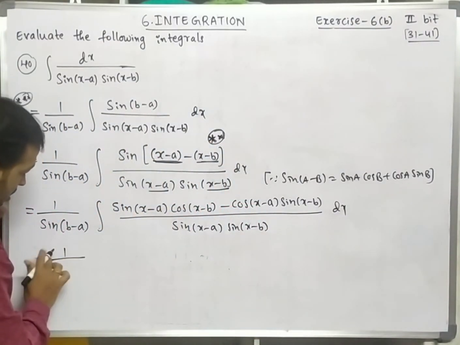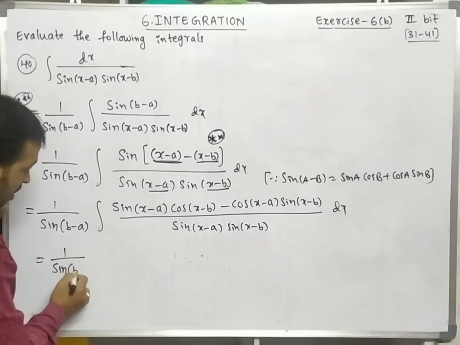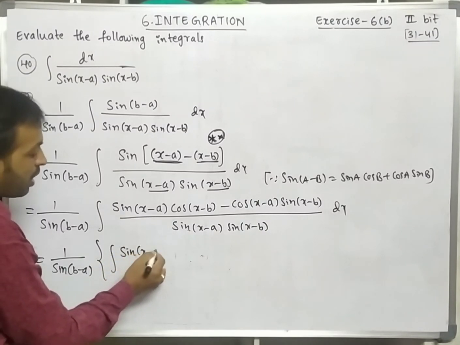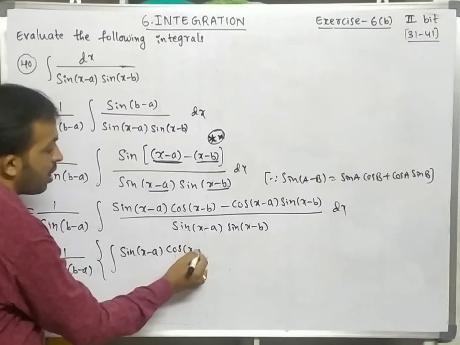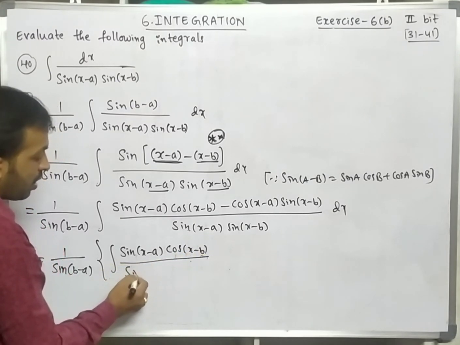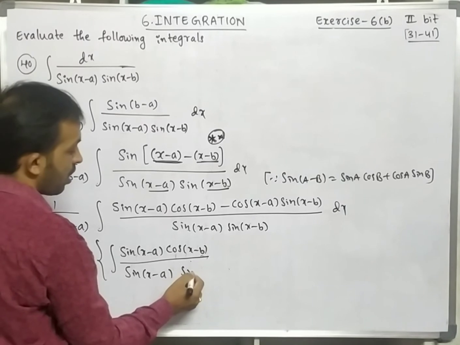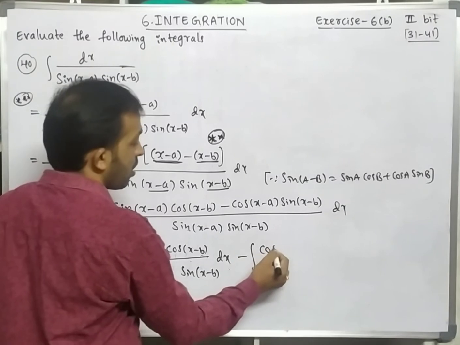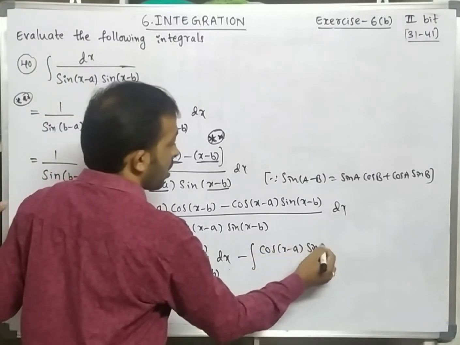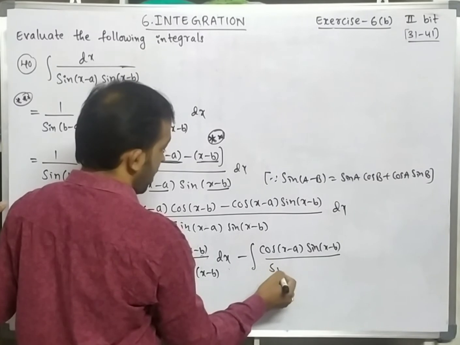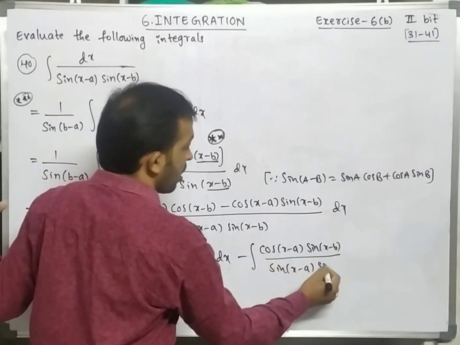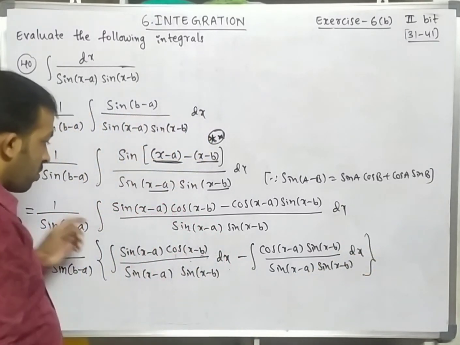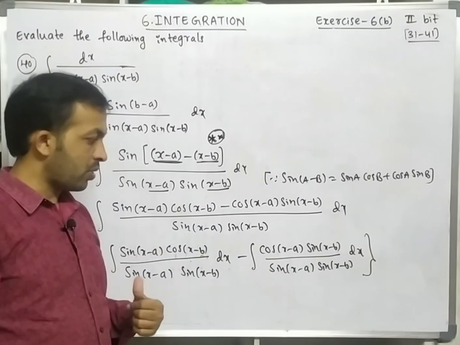1 by sine of b minus a into, split it: sine of x minus a cos of x minus b by sine of x minus a sine of x minus b dx. Next, minus cos of x minus a sine of x minus b by sine of x minus a sine of x minus b into dx, close. Okay, so just split and apply integration individually.